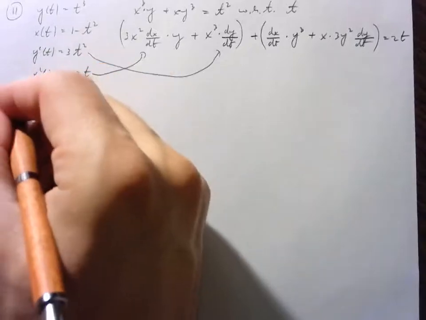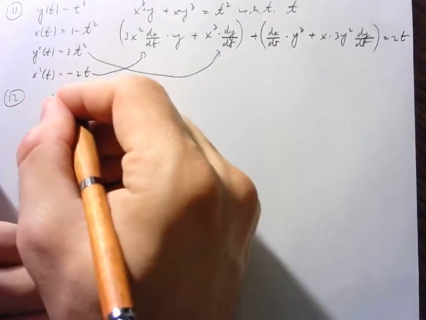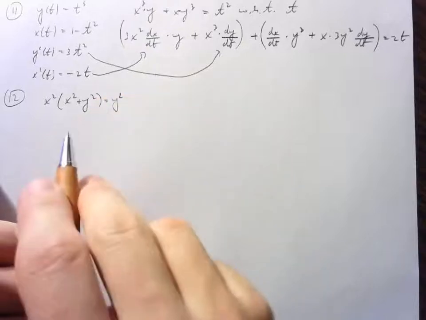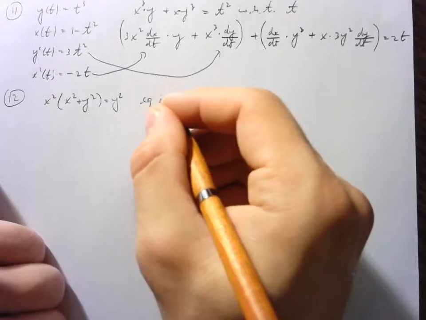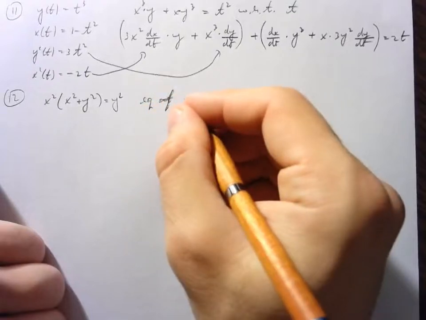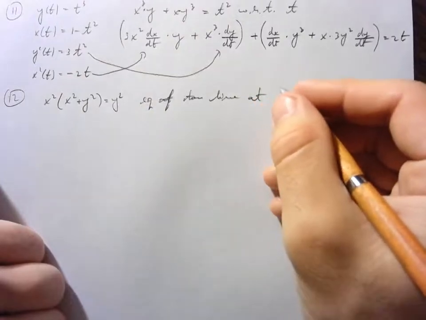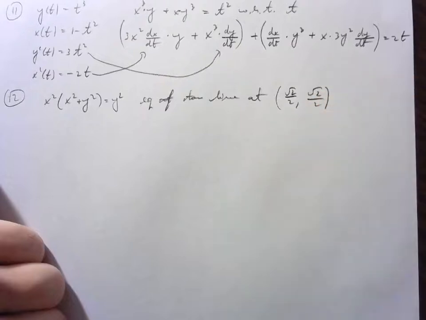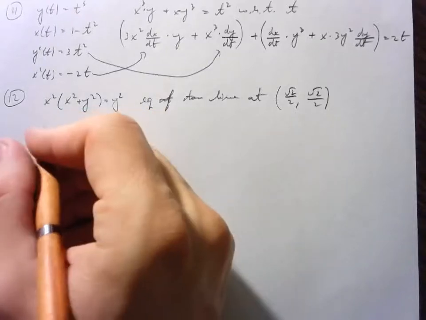Problem 12 is telling us to look at x squared times (x squared plus y squared) equals y squared. So I have some curve that depends on x and y, and I want to find the equation of the tangent line at the point root 2 over 2 comma root 2 over 2. So let's see. Of course I need to find dy/dx, and I'm going to do that using implicit differentiation.